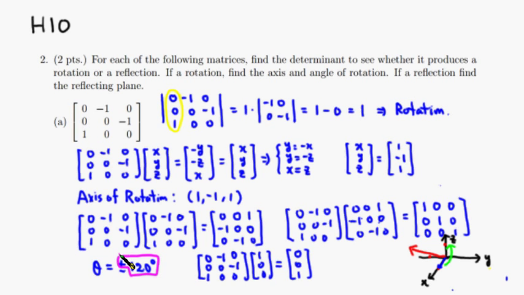Then the axis of rotation is 1, negative 1, 1, which tells you the direction. You can also write it as vector i minus vector j plus vector k. So that's it. I hope that this was clear.